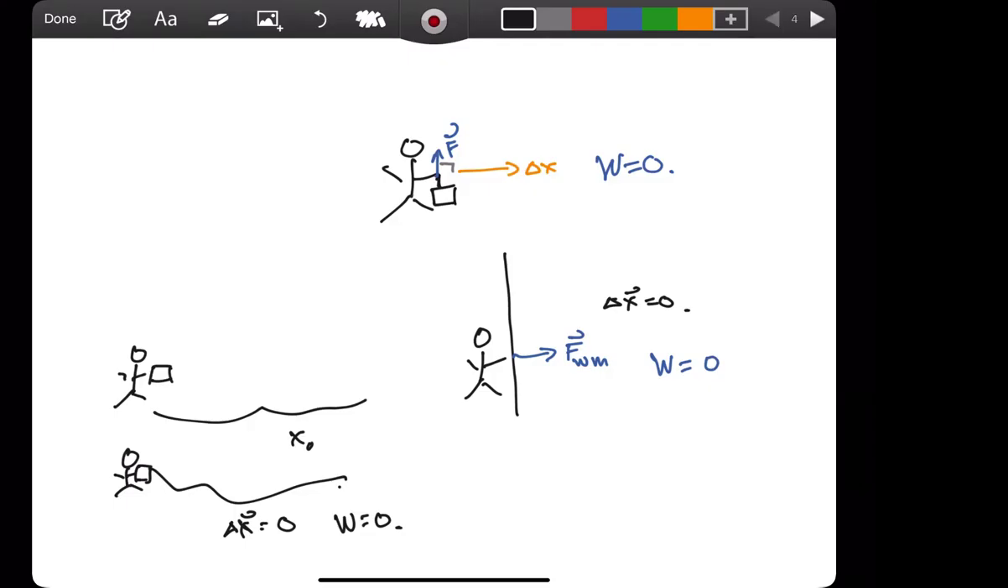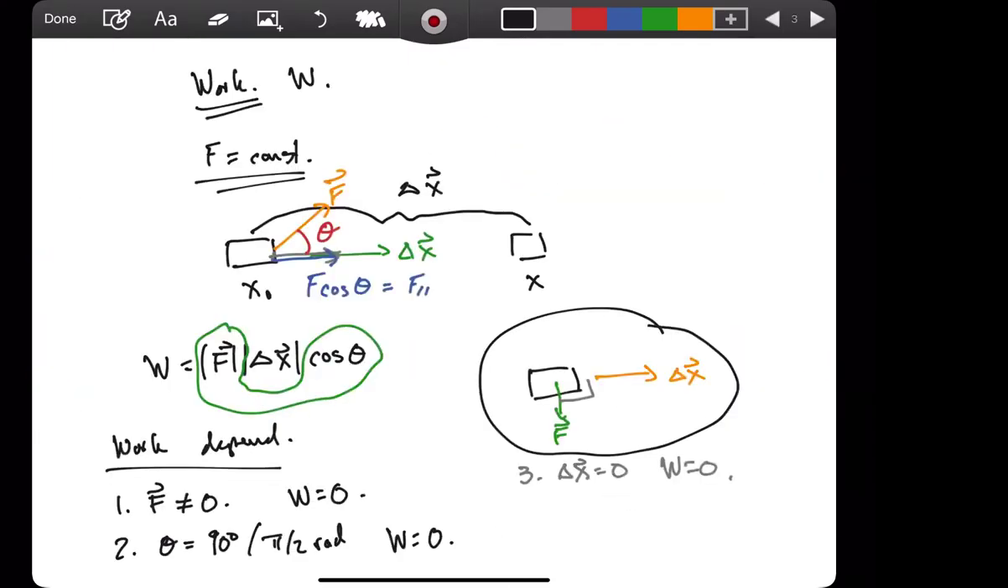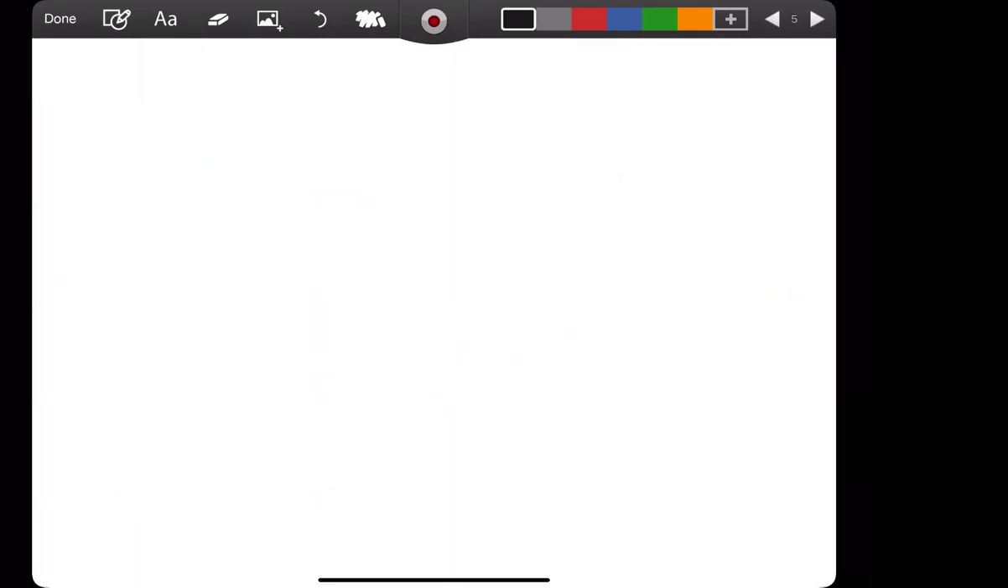So work in physics is very specific. Again, it's equal to this, so I'll rewrite it down. In physics, work is equal to the force times displacement times the cosine of the angle between the two. Now, let's make a couple of observations about this real quick, before we move on.